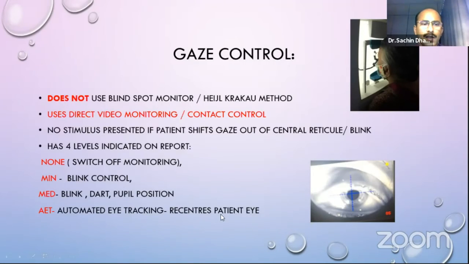It is commercially called in 4 levels: none, minimum, medium, and automated eye tracking. In the automated eye tracking, the patient's face is again recentered to come in the center of the lens, but we usually do not use that because it is not required. Patients do well with the medium control, that is the blink, dart, and pupil position control, exceedingly well.